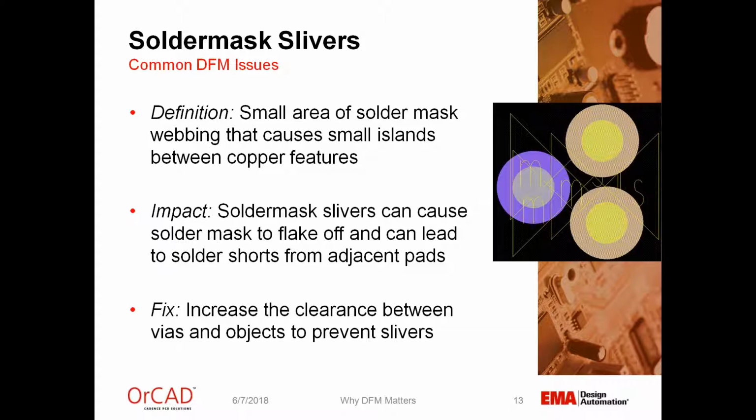Next one is solder mask slivers. So a solder mask sliver is when they apply solder mask, if these pads are too close together, what happens is they get a very small web of solder mask in here, and it can actually cause it to flake off. And what happens is if it flakes off and this board now goes through reflow, when the solder goes over these pads, it could short these adjacent pads together. So what we want to do is employ a check to make sure that we have sufficient clearance so that we don't have any kind of solder mask webbing.